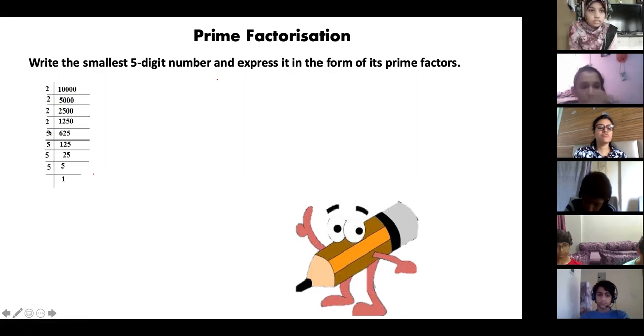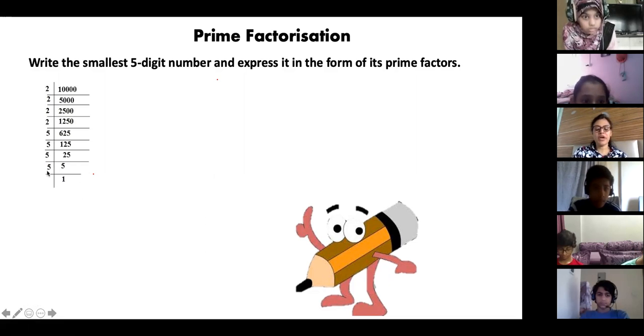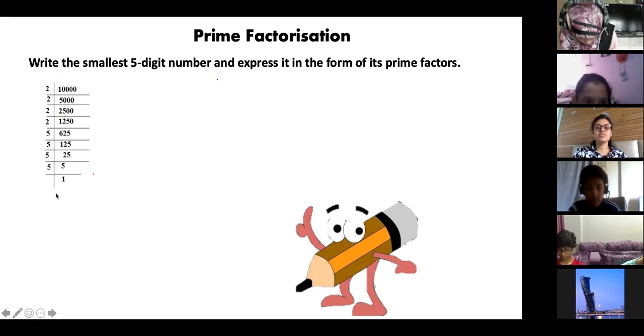1 2 3 4 and 1 2 3 4. Yes, this is the answer. See how to do the prime factorization. I got the same answer, ma'am. Yes, this is the correct answer.